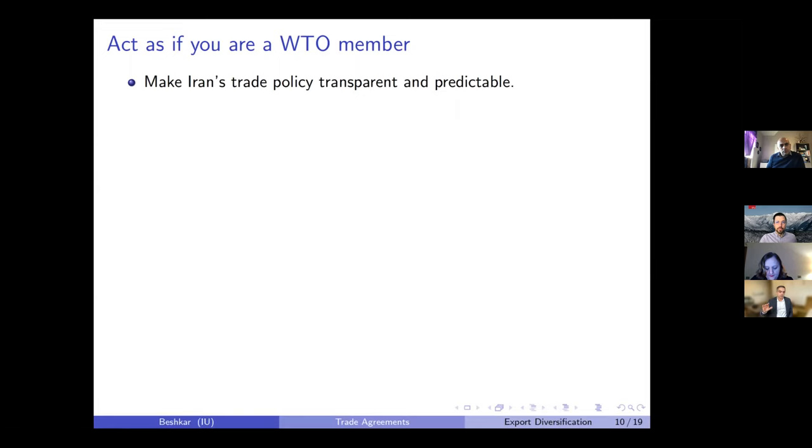And let me just remind you that an oil exporting country is different from other developing countries, in the sense that market access is not a major issue, at least at the beginning of the process of globalization for a country. And that's why the emphasis would be on the second and third function of the agreements that I mentioned.